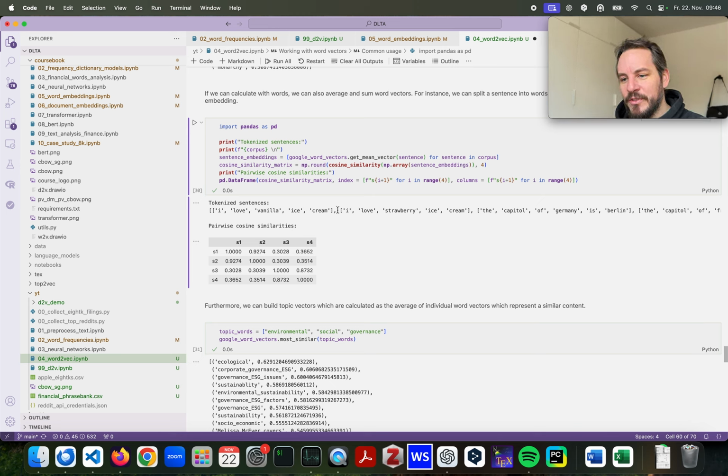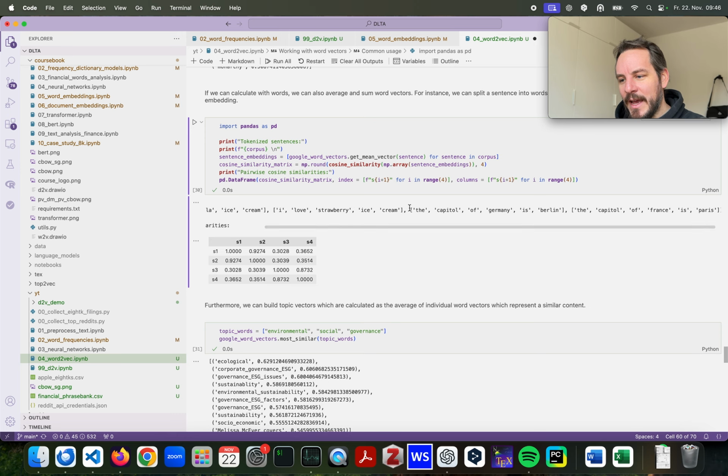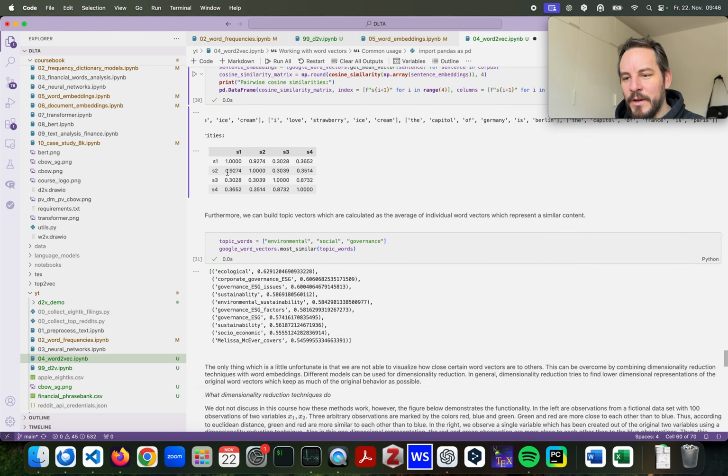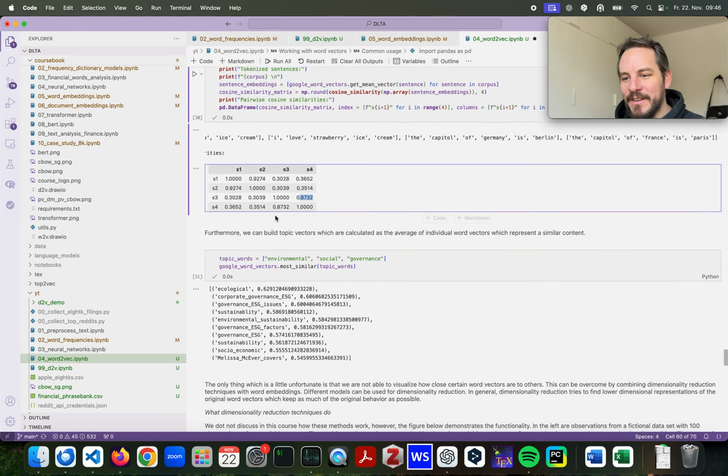And here the first 2 sentences are about ice cream and the taste of ice cream. And the 3rd and 4th sentences are about the capitals of France and Germany. And as you can see, sentences 1 and 2 are very similar to each other, by far more similar than to sentences 3 and 4. But here 3 and 4, which are both about the capital of the countries here, are again similar to each other. Okay, so that also works.